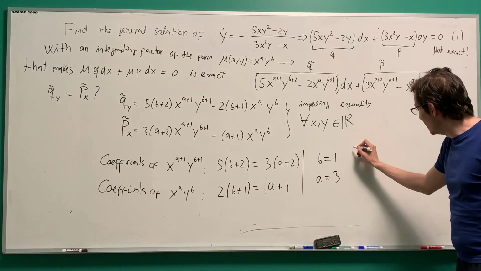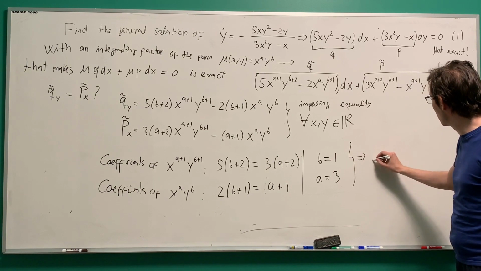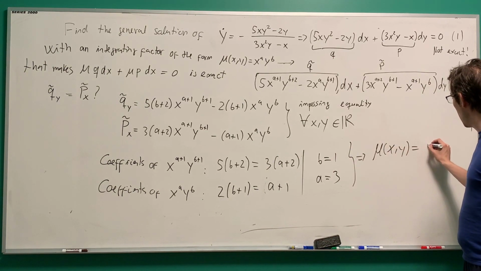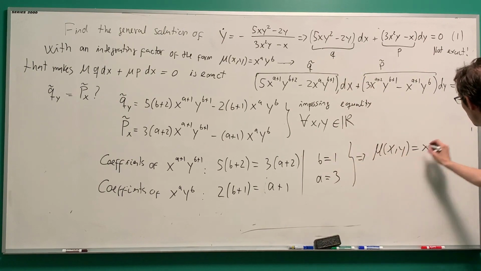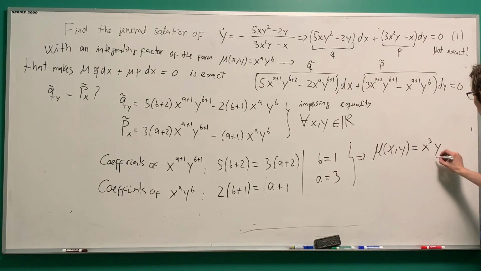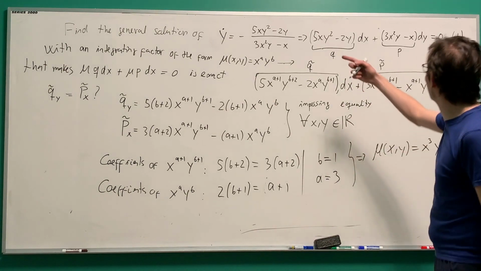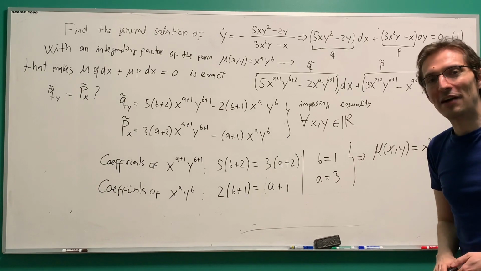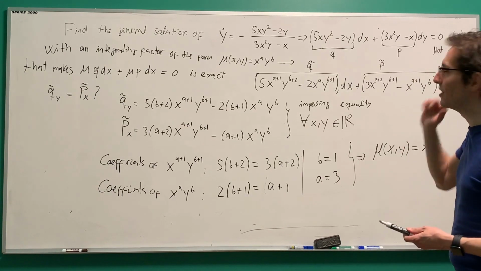That means that, yes, nice, we found an integrating factor mu of x, y that is equal to x to the a, and a is 3, x cubed, times y to the 1, which is y. This is my integrating factor. Look at that. Who would have thought that there's an integrating factor like this that makes this exact? All right. Final step in today's video is solving the equation.